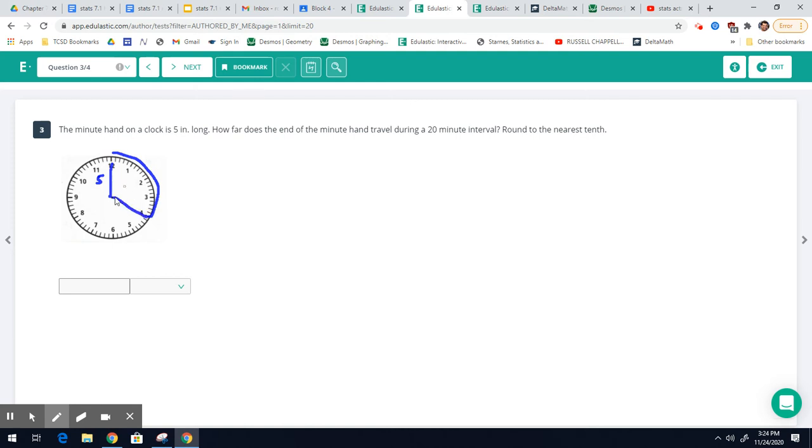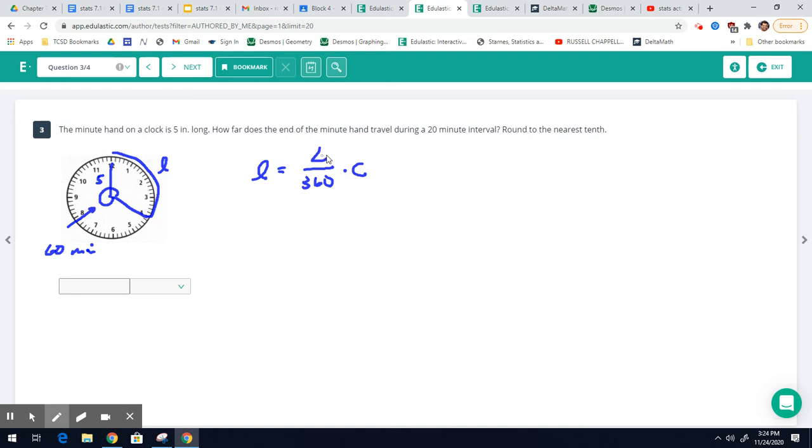So the question is, how long is that arc length, L? All right. Well, the arc length formula is the angle divided by 360 times the circumference. Now, there's a catch here, though. On a clock, we don't think of a clock as 360 degrees. We think of a clock as 60 minutes. One rotation is 60 minutes.